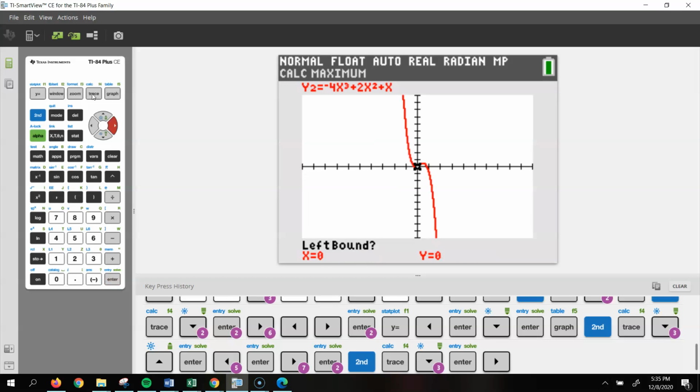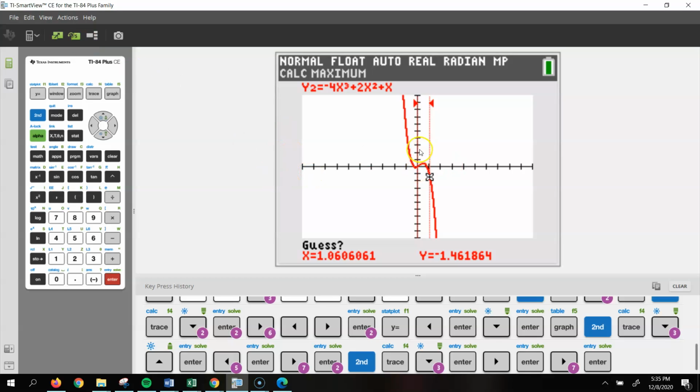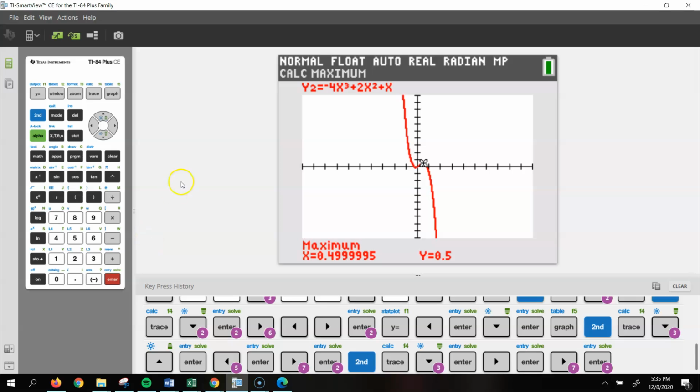So we're going to set it anywhere to the left of that maximum value, hit enter, and then move to the right of that maximum value, hit enter one more time. So now we can see that we're looking in between these 2 dashed lines. So hit enter, and there's your maximum, your relative maximum. So at 0.5 and 0.5. So the x and y's are both a half when we round those. So let's go back to our review.